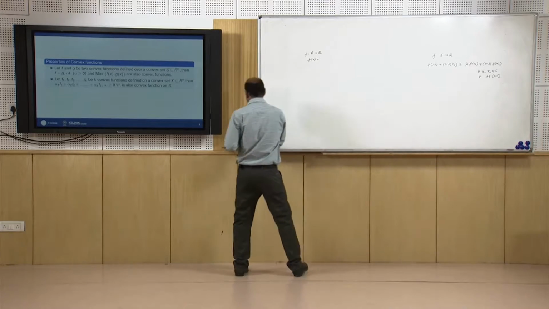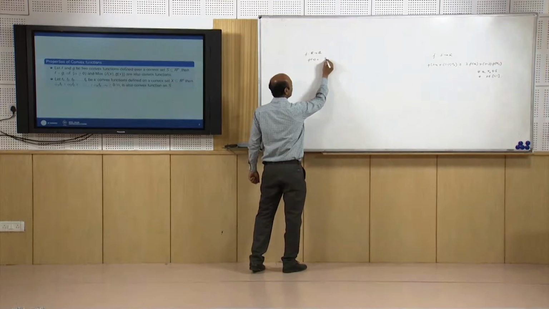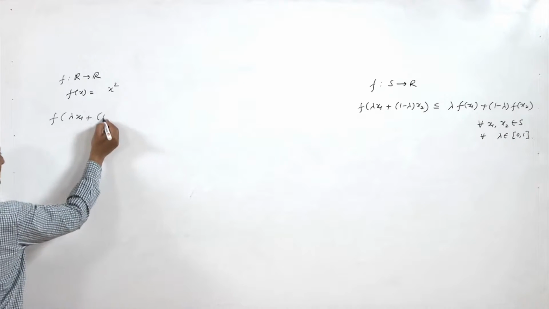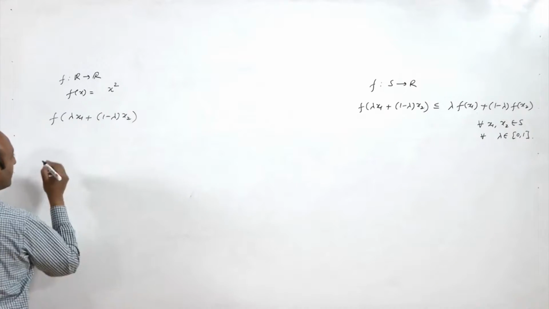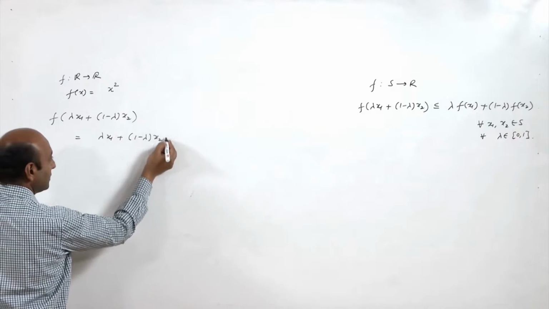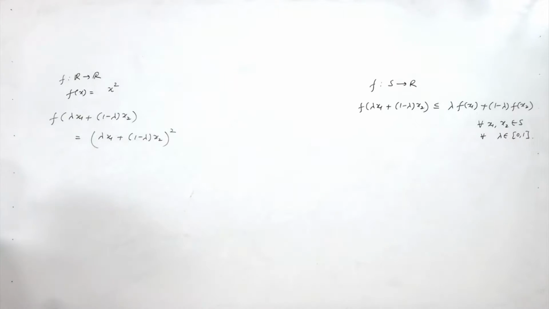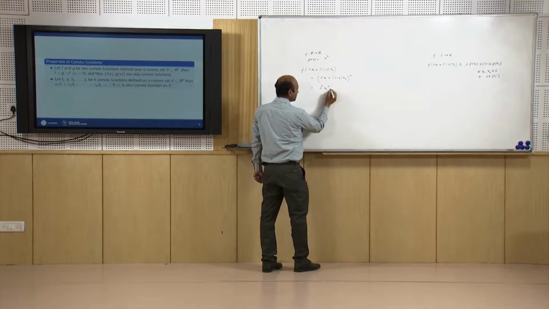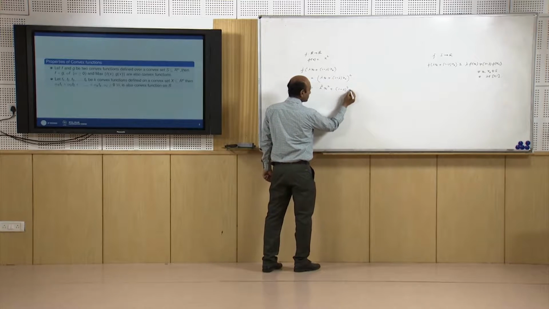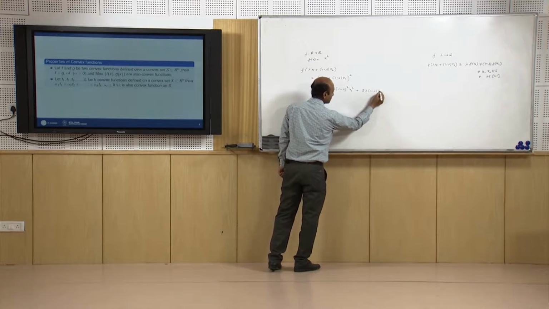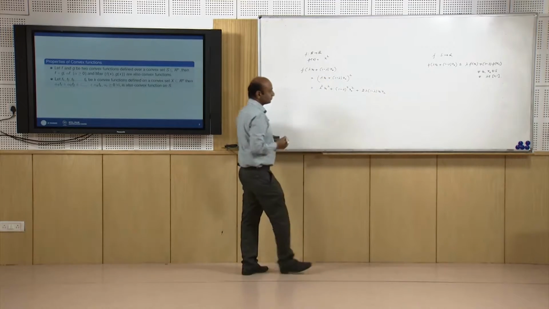Now, suppose you have to show that f x equals x square is a convex function. Again, we can apply the same definition. f of lambda x1 plus 1 minus lambda x2 is lambda x1 plus 1 minus lambda x2 whole square, because f x equals x square. This is equal to lambda square x1 square plus 1 minus lambda whole square x2 square plus 2 lambda 1 minus lambda x1 x2.